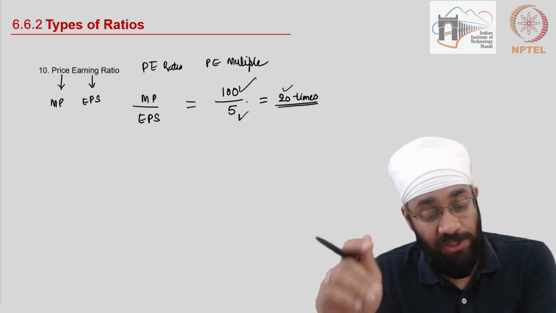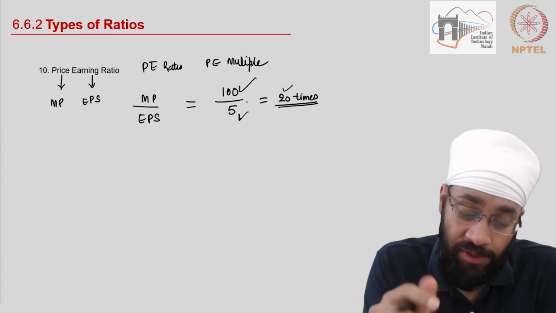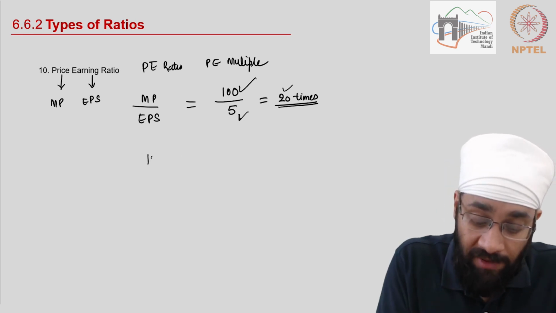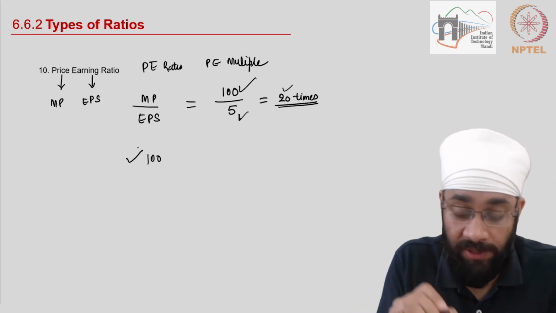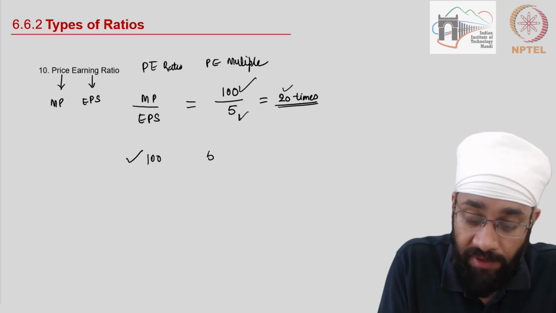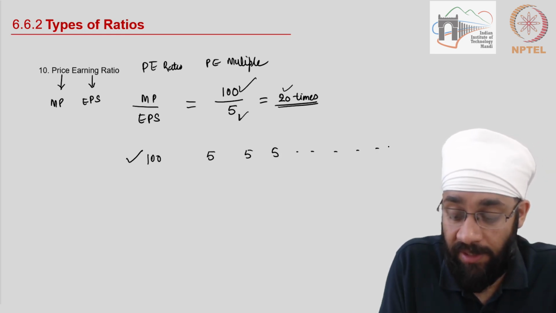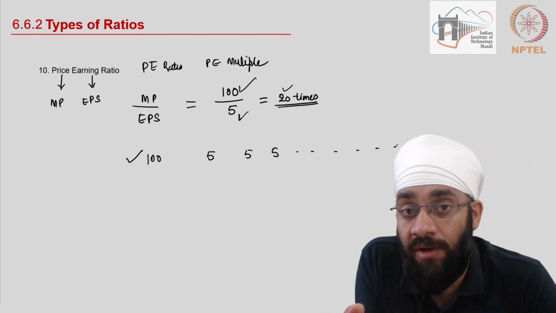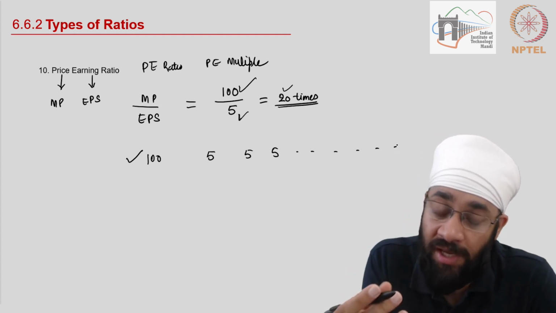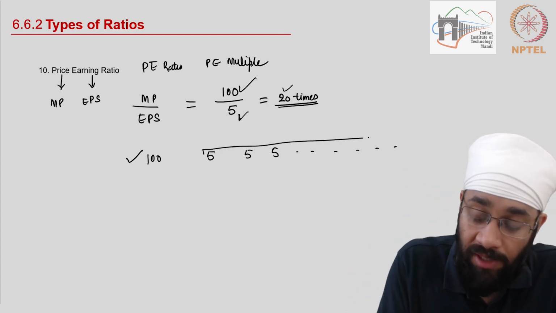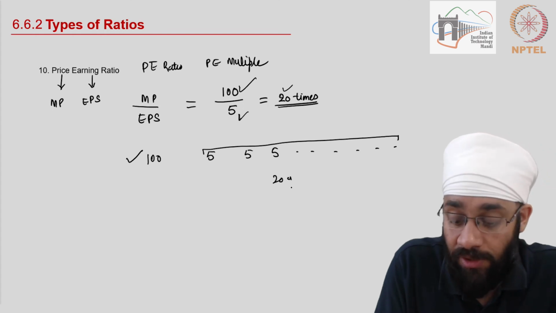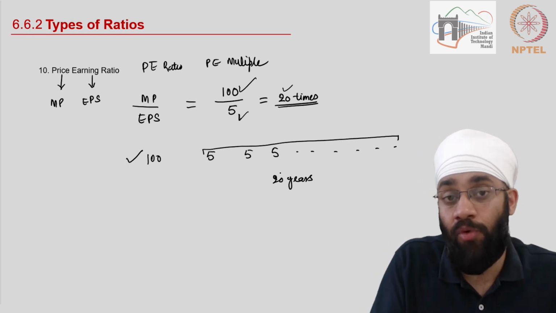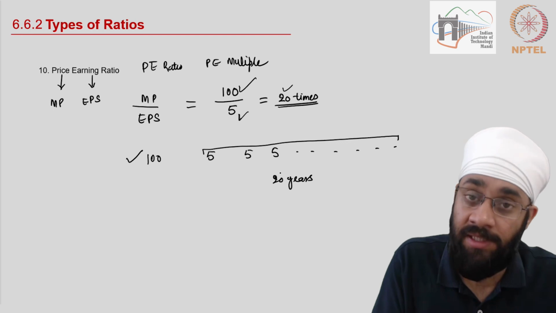Now, what does this mean? This ratio has a lot of implications and interpretations. If you are investing in this company, you have to buy a share for 100 rupees. What will you get in return? You will get 5 every year, and so on. This means that if you take the decision to purchase the share, you will be able to recover your investment in how many years? At least 20 years, and if you consider the time value of money, it will be more than 20 years, say 20 to 25 years is the time horizon.